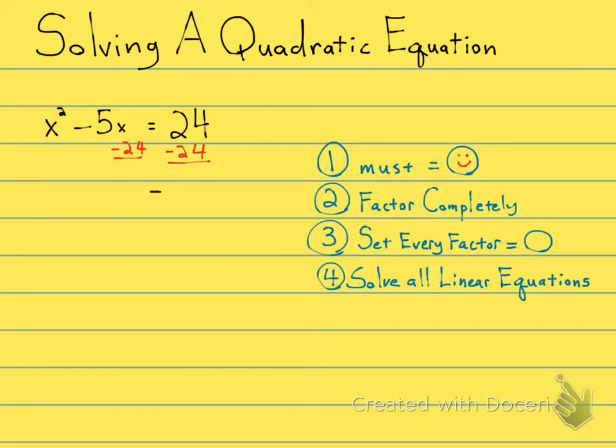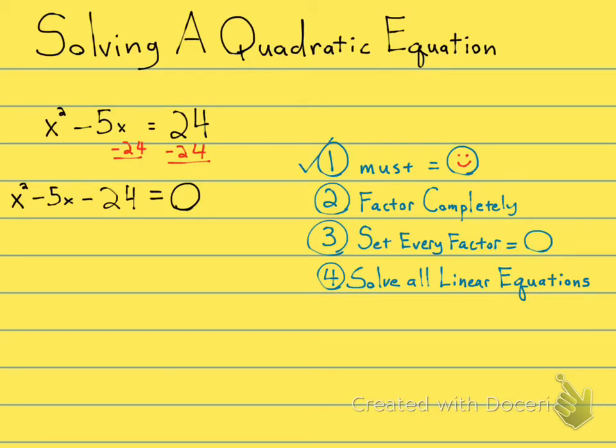Drop down the equal sign. On the left-hand side, I have x squared minus 5x minus 24. Okay? None of those are like terms. They don't go together. On the right-hand side, what's 24 minus 24? 0. All right. Step 1 is complete.